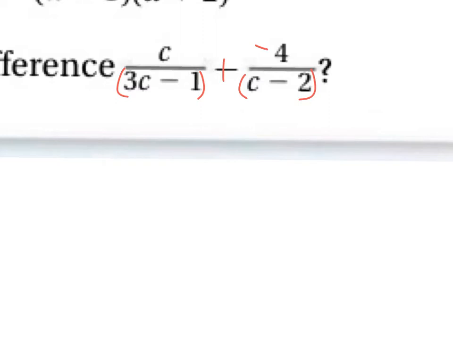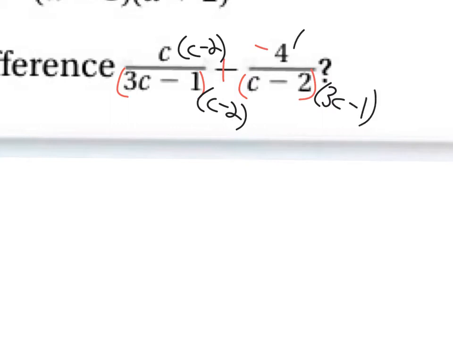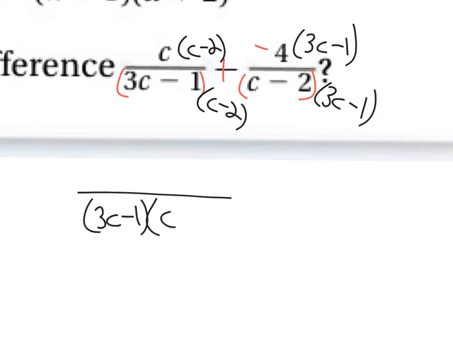So for our denominator, we would need both of these binomials. So the first fraction, we would need to multiply that by c minus 2. And the second one, we would need to multiply by 3c minus 1. And at that point, the denominators are both going to be the same. So if you want to shortcut it, I'm okay with that.